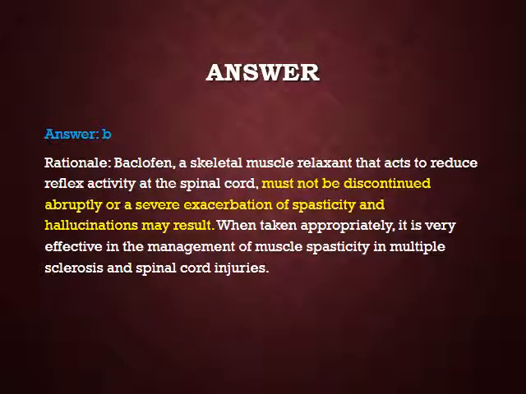The answer is B. Baclofen is a skeletal muscle relaxant that acts to reduce the reflex activity on the spinal cord, and it must not be discontinued abruptly.